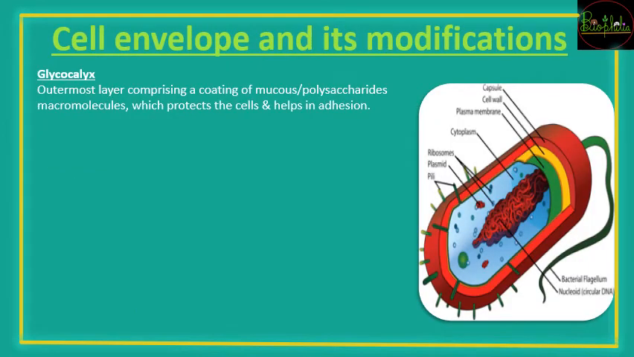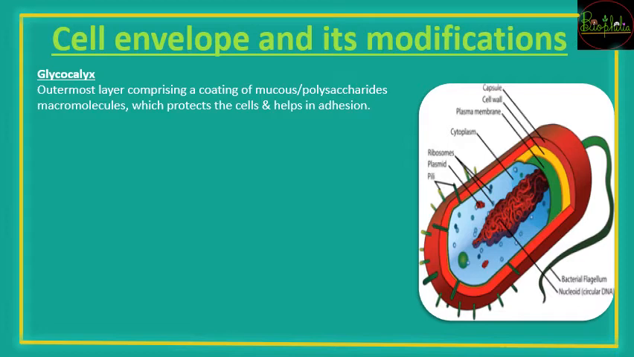Now let's see about the cell envelope and its modification. So first is going to be glycocalyx. Now the cell envelope has been wrapped in many different gift wrapping papers. So the first wrapper, the outermost one, what is it? Glycocalyx. So what is inside? A very nice gift. That gift has been wrapped so many times, how many times? 3 times it has been wrapped.